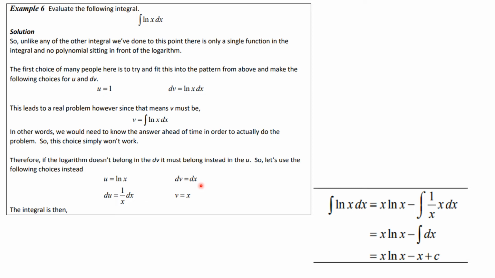A lot of times students ask me when I teach this in the classroom, can I do this? And the answer is yes, you can. So then du is 1 over x dx, and v, if I integrate 1 dx, I just get x. So the integral then is uv minus the integral of v du. Well, x times 1 over x is going to be 1, and so I get this as my final answer.